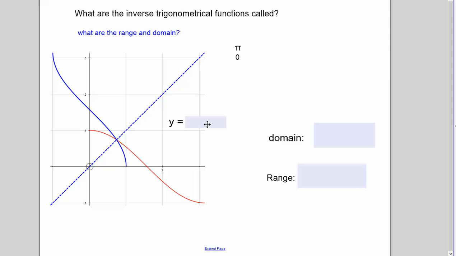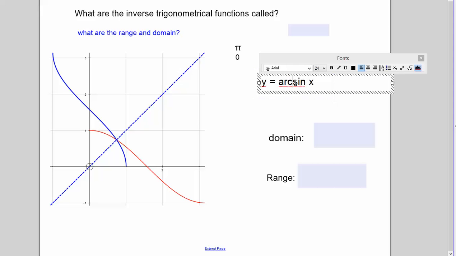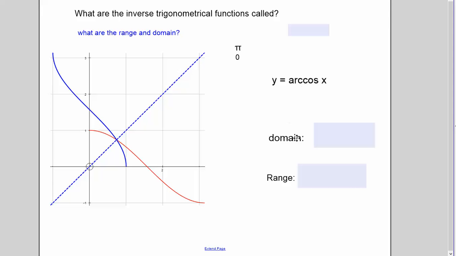And what's it called? Well, if the previous one was arcsine, this one's going to be arc cos. So I'll just change that to arc cos. And what's our domain? And what's our range? Well, the domain is along here, and the domain's going to be -1 to 1, and the range goes from 0 up to pi. So there we are, inverse function is 0 to pi.